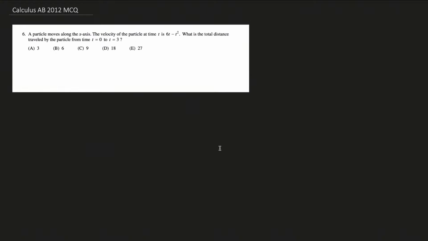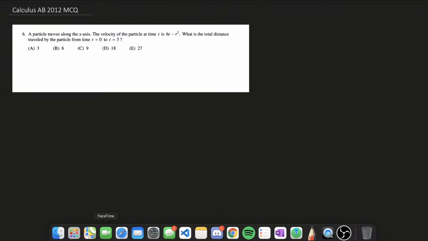Okay, number 6 says a particle moves along the x-axis. The velocity of the particle at time t is 6t minus t squared. What is the total distance traveled by the particle from time t equals 0 to time t equals 3? Remember that to figure out total distance, you have to take the integral of speed with respect to time from a certain time t equals a to t equals b. We're going to do the same thing here, but we're going from time t equals 0 to t equals 3. And the speed is always defined as the absolute value of the velocity.